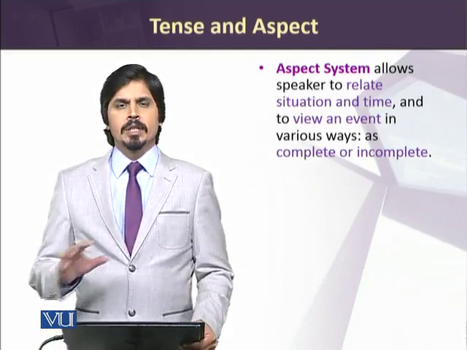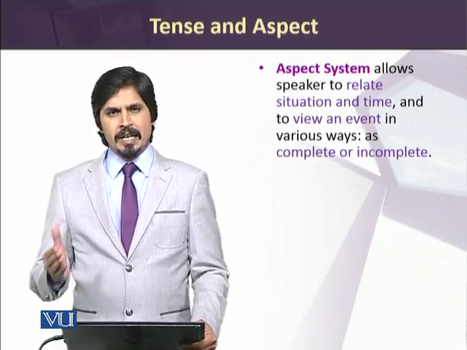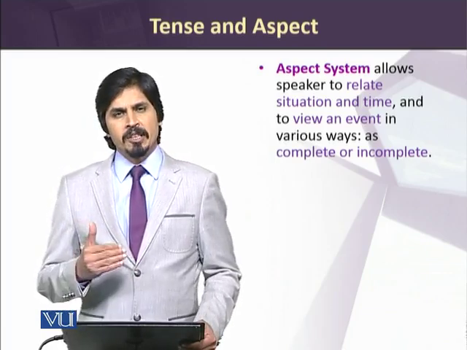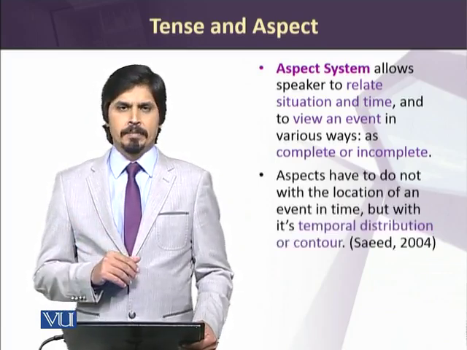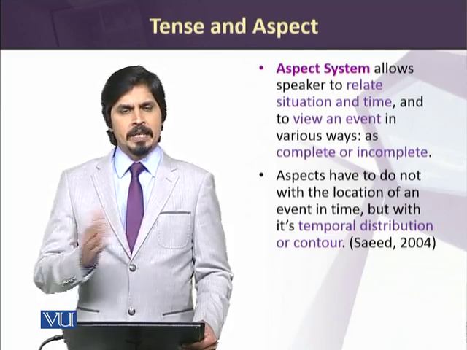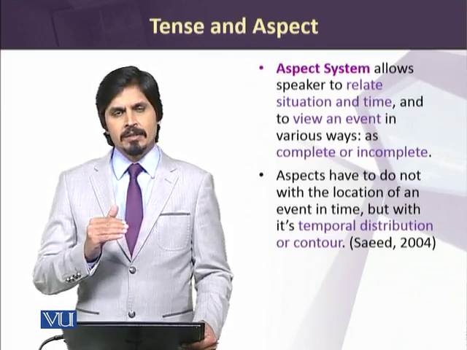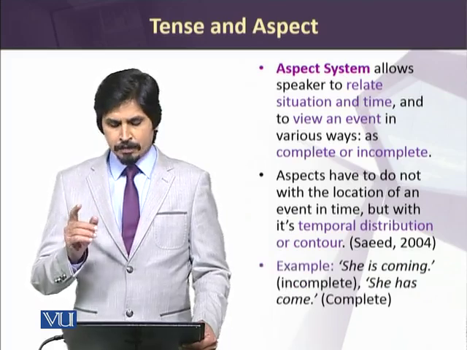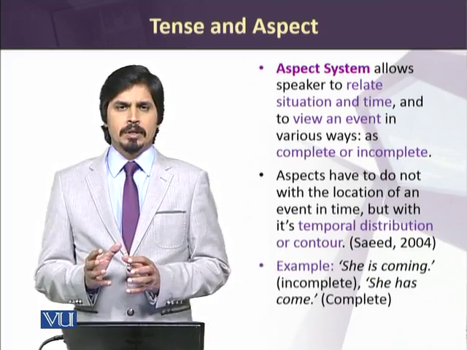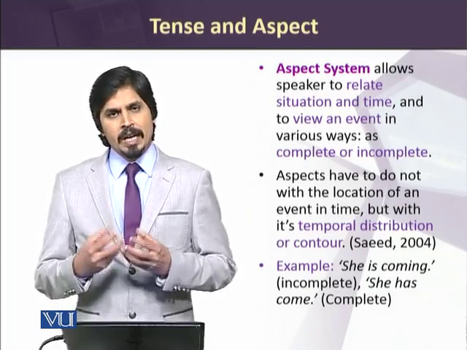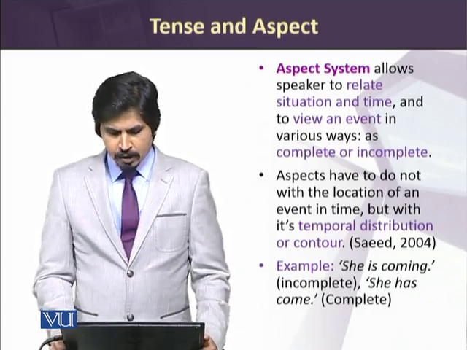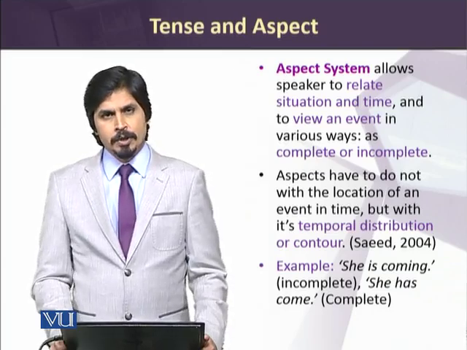Aspect systems not only allow us to relate a situation with time, but also help us to view an event as being complete or incomplete. It not only tells us about the relationship of time and the situation, but also takes us a bit further. We can also say that its primary aim probably is not to locate time, rather to tell us further about the happening or the occurrence of that action, in terms of completion or incompletion, or its temporal distribution or contour.